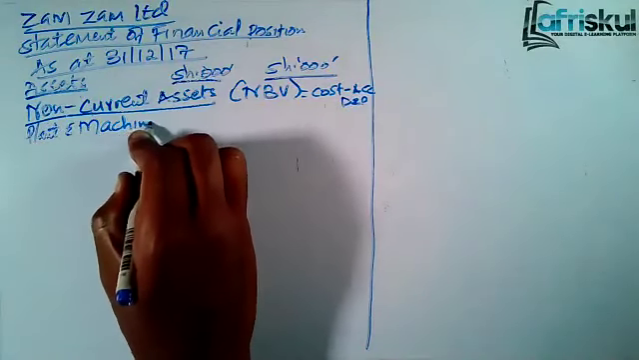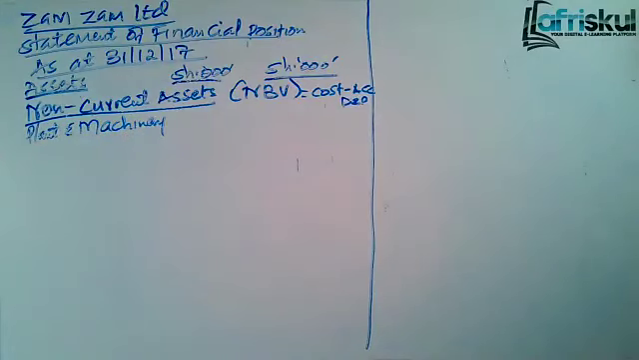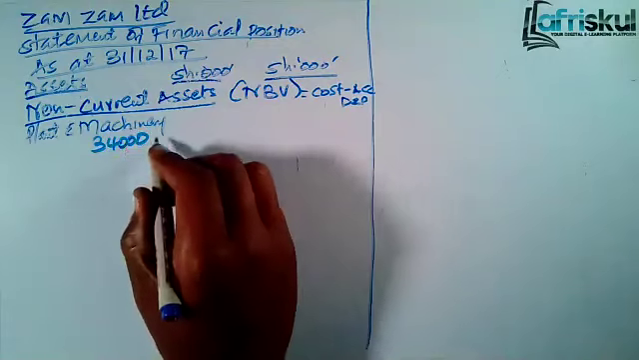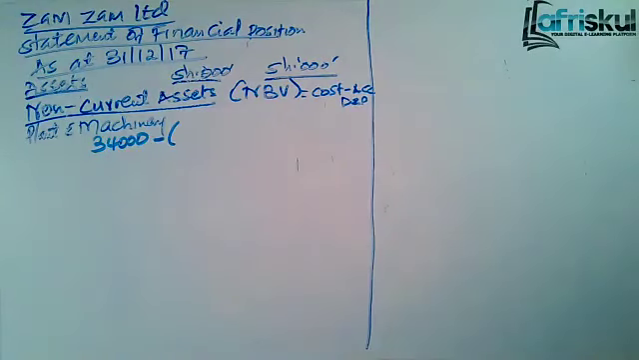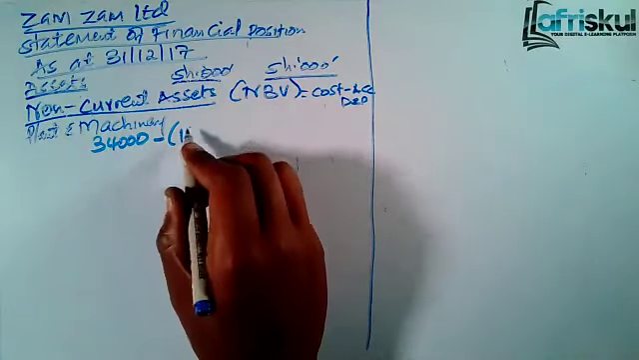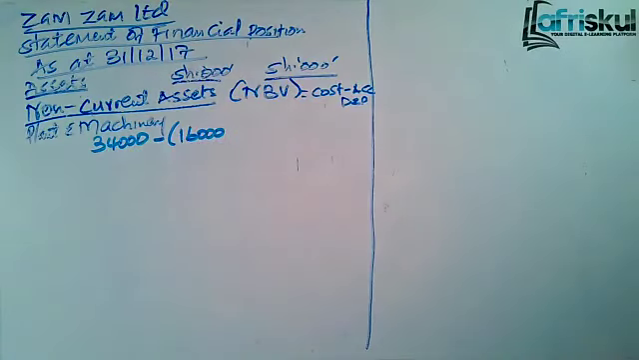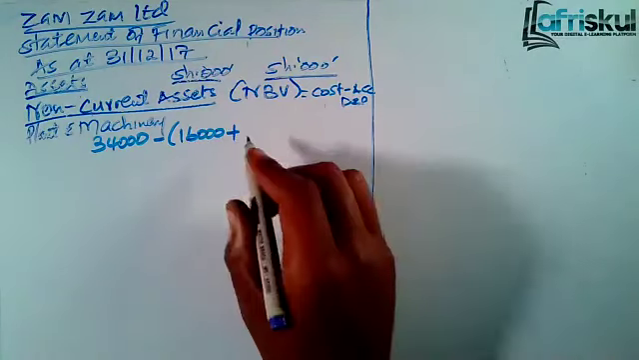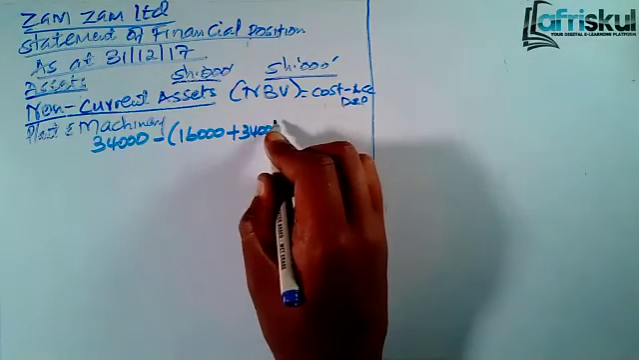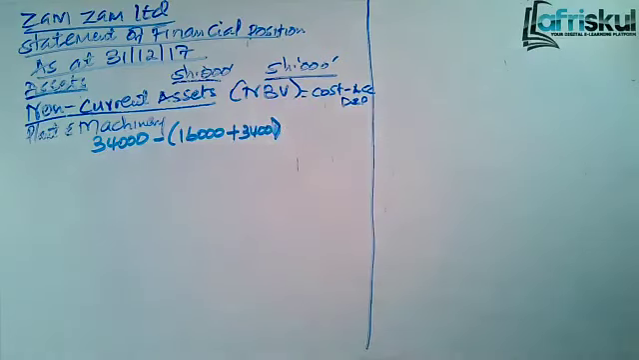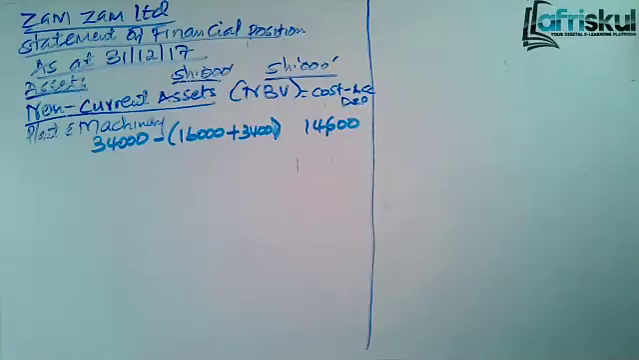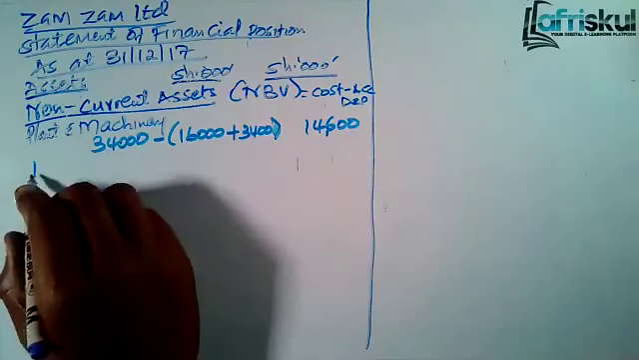So in my case here, I will begin with the plant and machinery. On the plant and machinery, the total cost was 34,000. Now, on the trial balance, we have the accumulated depreciation, which we have been given as 16,000. And then there was the depreciation charge for the year that we computed, which was 3,400. So when I take my calculator, the net book value here, I'm getting 14,600.